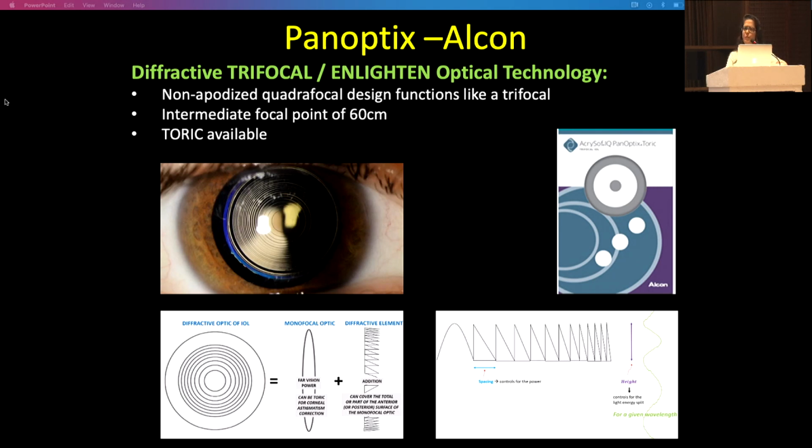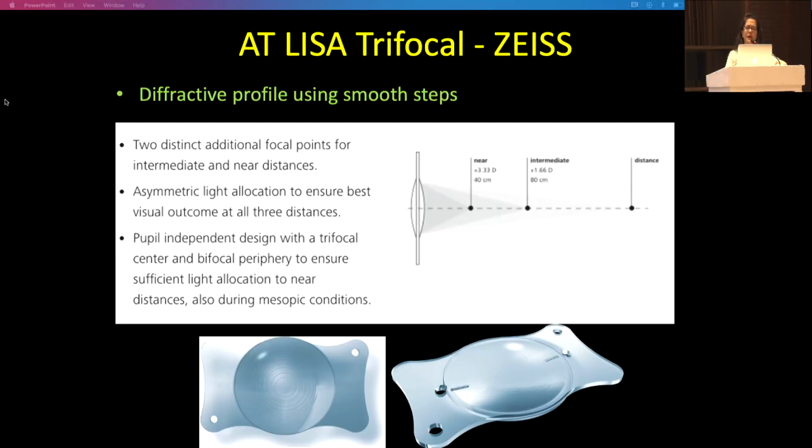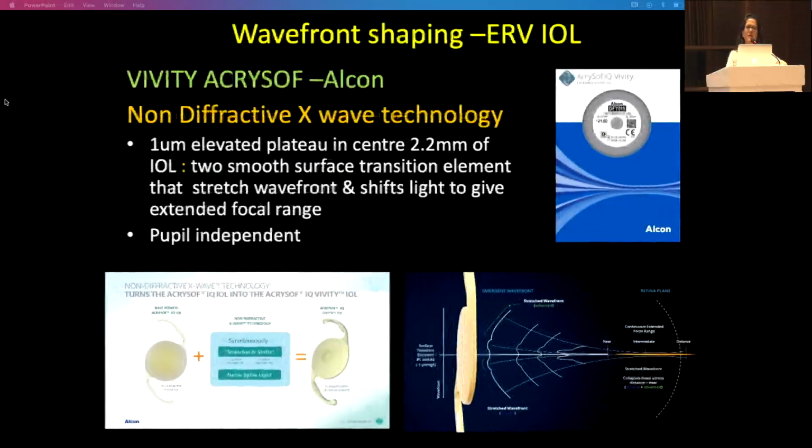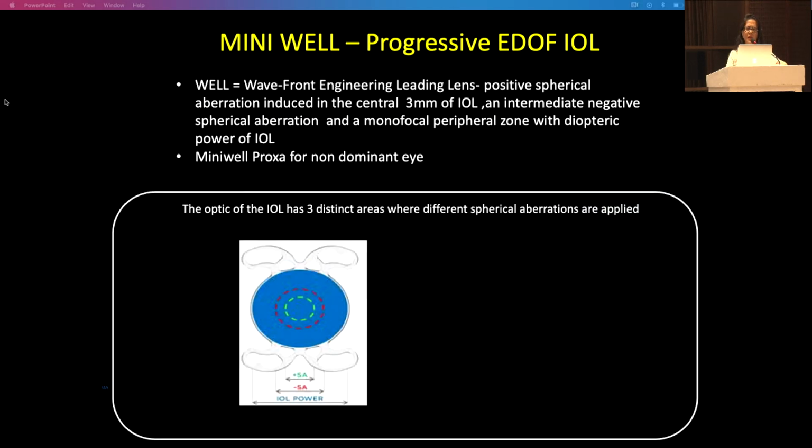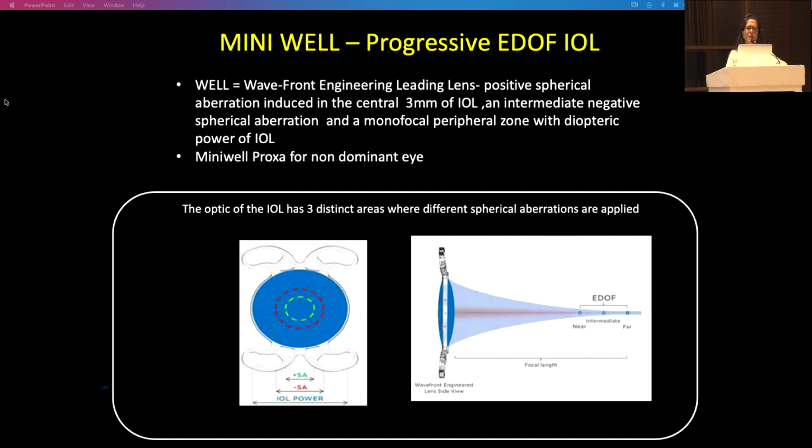So to touch upon the modern ones and the ones available in the market which we are using, this is a very favorite lens of a lot of people, the PanOptix, based on the diffractive trifocal technology. Again, a similar concept by Zeiss. Then you have the wavefront one, the Vivity, that's based on the extended range of vision, which I said is the wavefront stretched thing. Mini WELL is a progressive EDOF lens, where the positive spherical aberrations in the central 3 millimeter zone create that kind of multifocality.